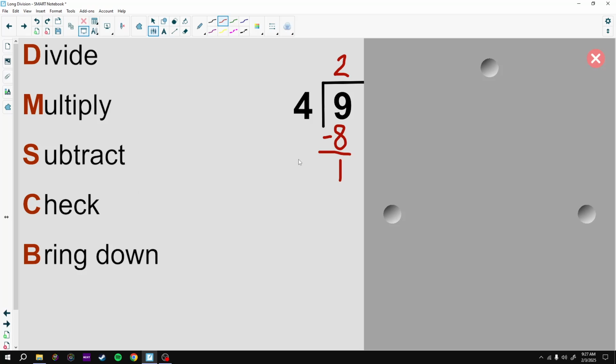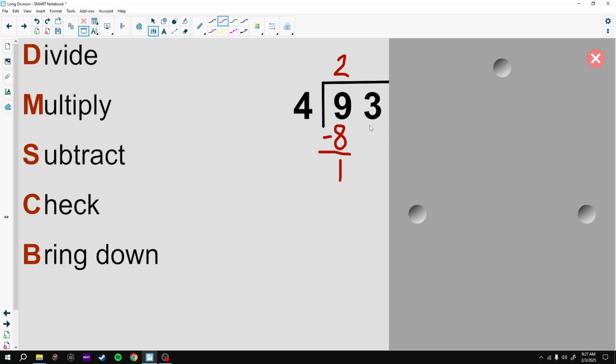What are we checking? Well, we're just checking to see if this answer we got, the 1, is smaller than 4. And yes, of course, 1 is smaller than 4. We're good to move to the next step, which is bring down. I'm going to move my screen shade over. That number is a 3. Now my 1 has become a 13. And we start our 5 steps all over again.